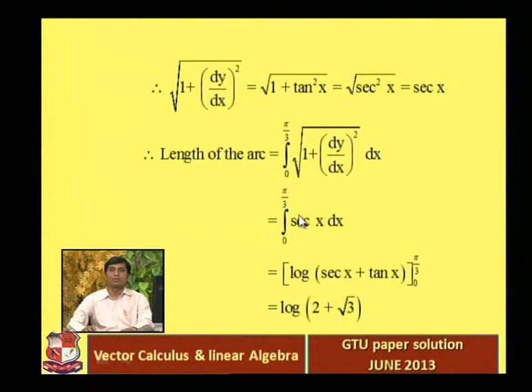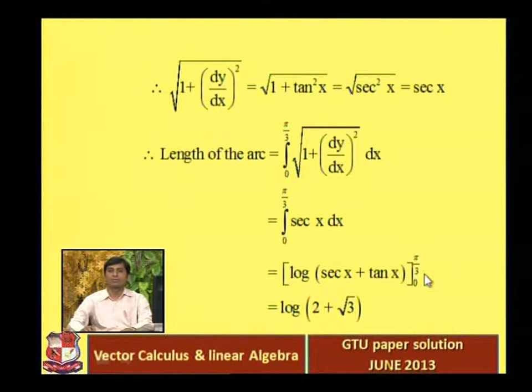So that is equal to integration from 0 to pi by 3 sec x dx, and the integration of sec x is equal to log of sec x plus tan x, right? So there is a formula of integration of sec x, that is equal to log of sec x plus tan x, from 0 to pi by 3. So put the value of pi by 3: log of sec pi by 3 plus tan pi by 3, minus log of sec 0 plus tan 0, and sec 0 is 1 and tan 0 is 0, so log 1 is 0.